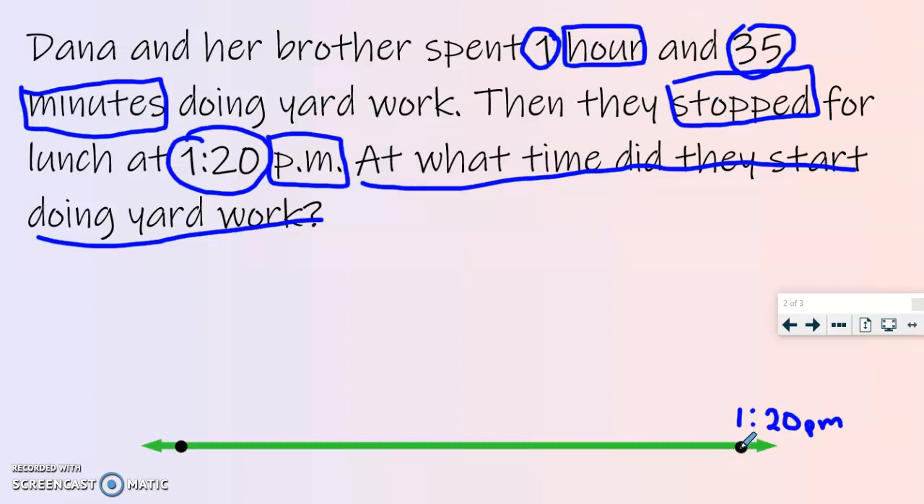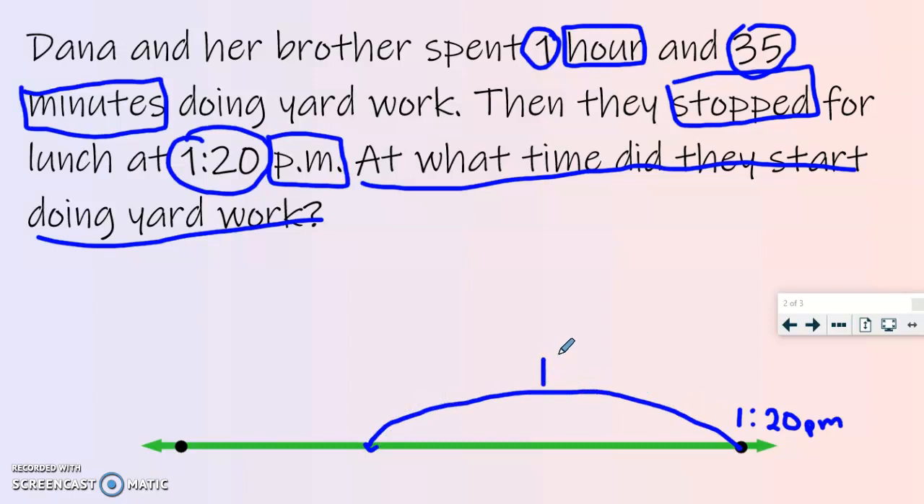So because I know this time, but I don't know this time, I'm going to have to go backwards on my number line. And it's pretty much the same as going forward. You're just counting backwards instead. So 1 hour, I'm going to start with my 1 hour and then I'm going to go into the minutes part. So that's always the easiest thing. So I'm going to go back 1 hour first. So right here is good.